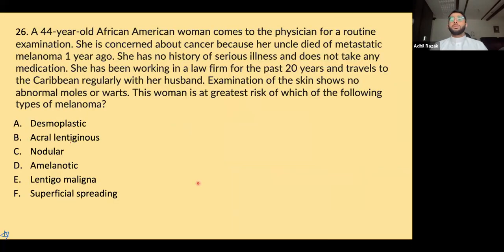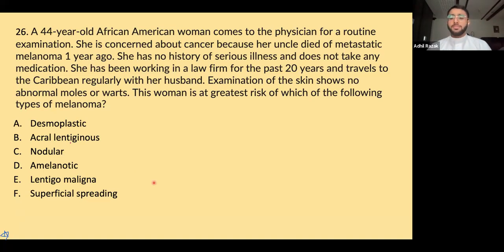All right, so next question. We have a 44-year-old African-American woman who comes to the physician for a routine examination. She is concerned about cancer because her uncle died of metastatic melanoma a year ago. She has no history of serious illness, does not take any medication. She has been working at a law firm for the past 20 years, travels to the Caribbean. The woman is at the greatest risk of which of the following types of melanoma?